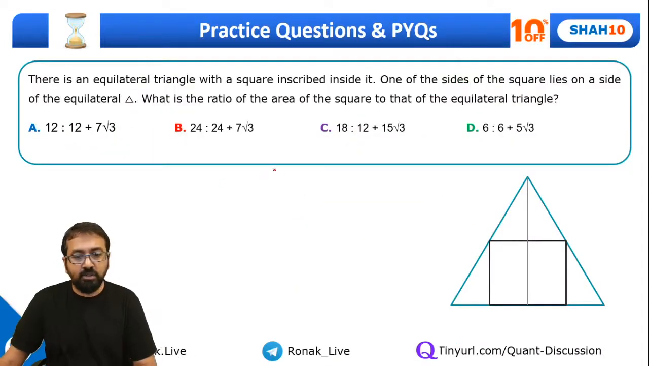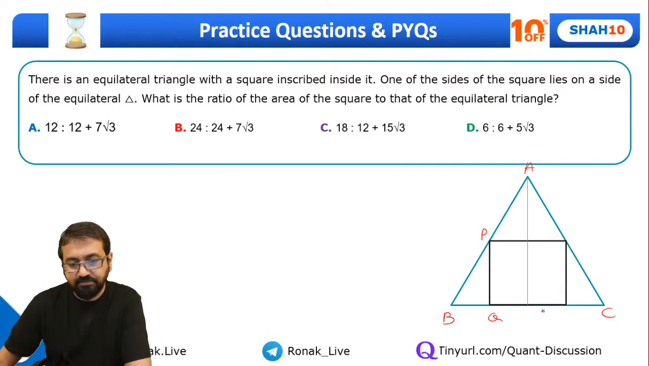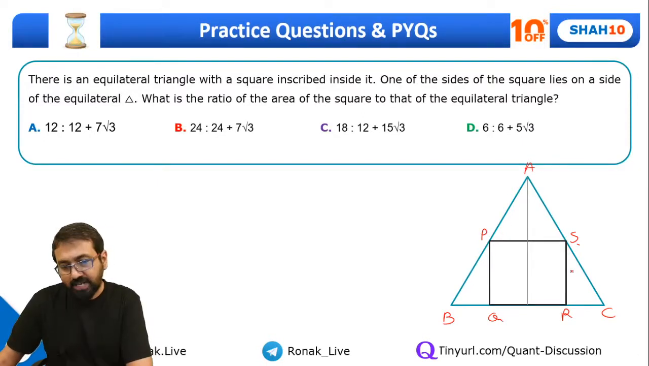Now let's look at one more question, and this is also a good question. This is of a triangle and a square. So there is an equilateral triangle with a square inscribed in it. One of the sides of the square lies on a side of the equilateral triangle, as it is shown. Let's take the equilateral triangle as ABC and this as PQRS. What is the ratio of the area of the square to that of the equilateral triangle? So square to equilateral triangle, this is what we need to find out.